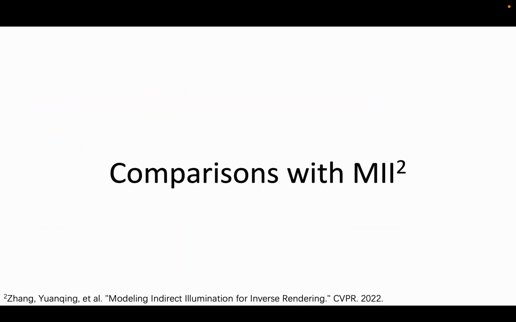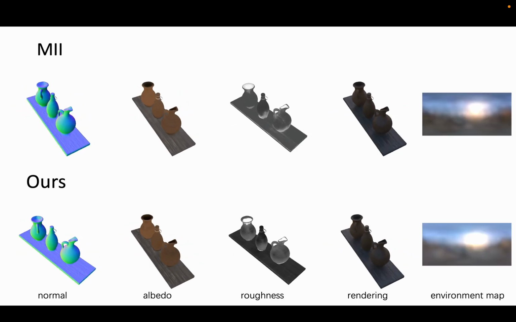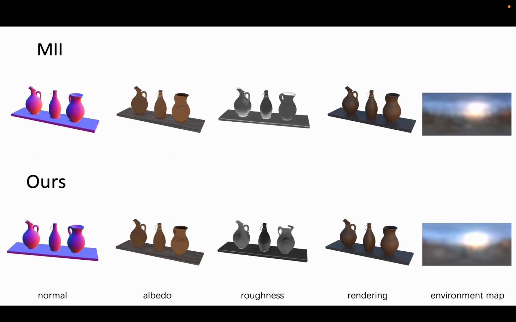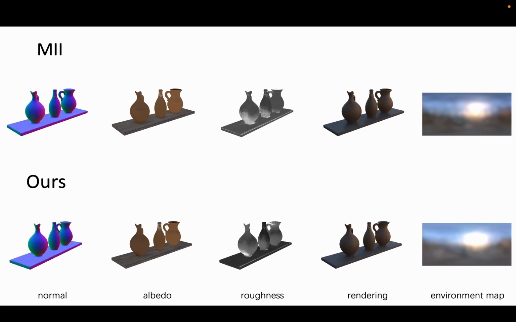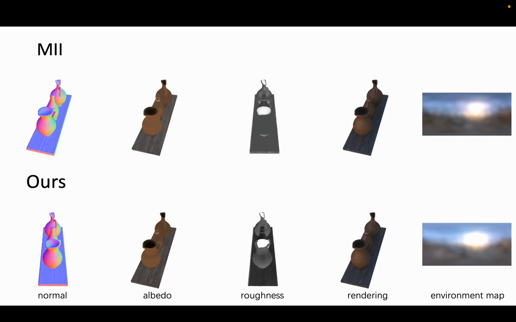Now we show comparison with MII, a baseline method that does not explicitly model indirect lights based on reflectance and occlusion. Compared to MII, our method predicts more accurate albedo and roughness. For example, as shown in the third column, MII does not capture the strips on the top part of the jars.